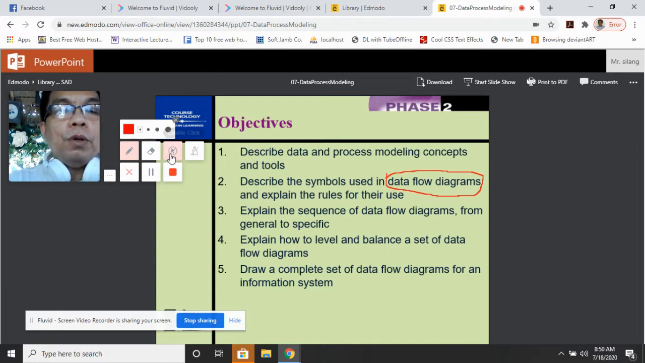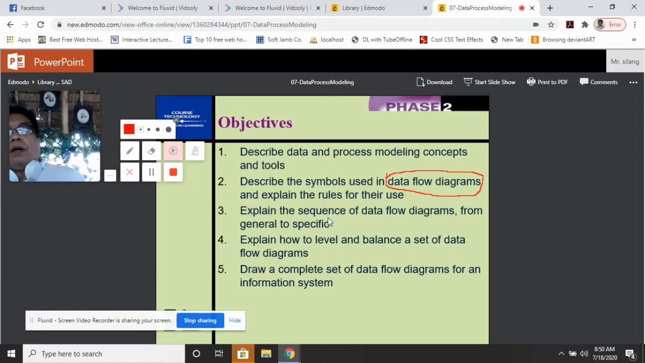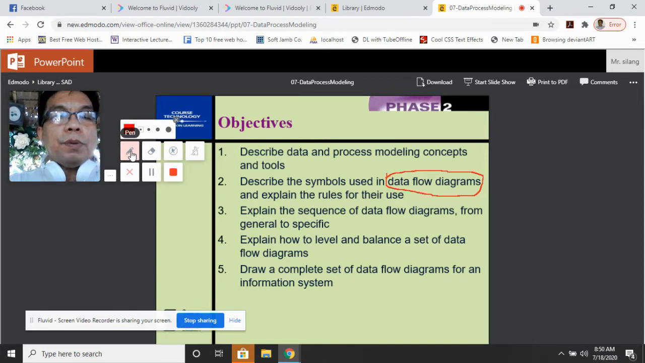This will be about data flow diagrams. Okay. Then explain the sequence of data flow diagrams from general to specific. And then explain how to level and balance a set of data flow diagrams. And draw a complete set of data flow diagrams for an information system. But for our case, our main objective is for you to be able to read and understand data flow diagrams rather than drawing the data diagram for yourself. So let's proceed with the next slide.